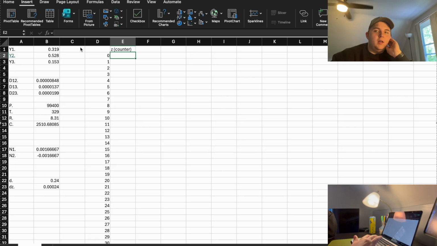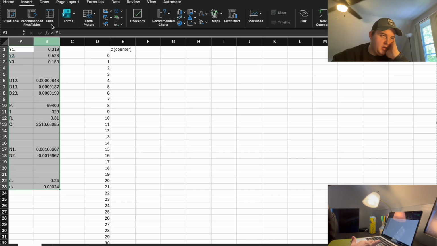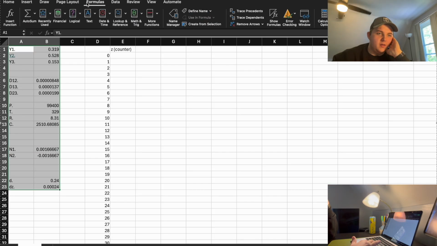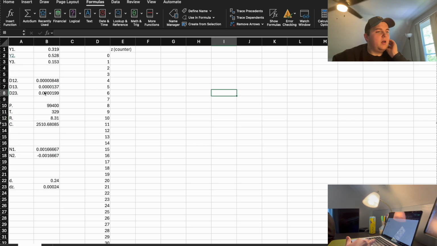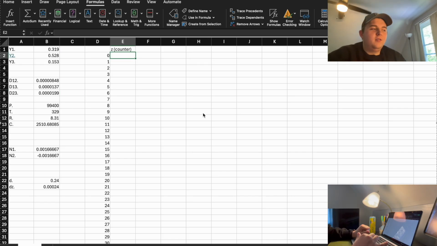So that looks good. I think we need to change these into formulas still, which you can do by going to formulas, and then I believe create from selection, left column, okay. I think that's all you have to do. I think I did that right. I'll check when I'm doing formulas later, and if they don't work, then I'll have to figure out what I did wrong.